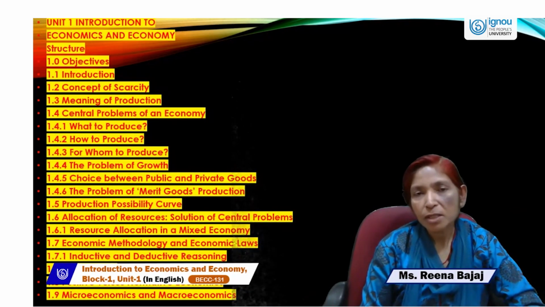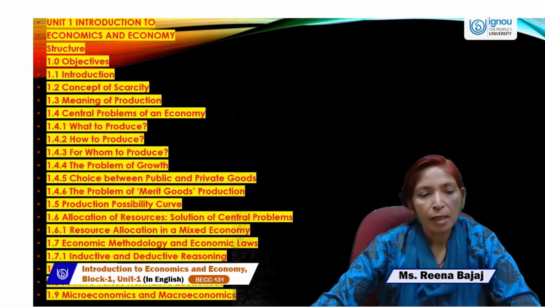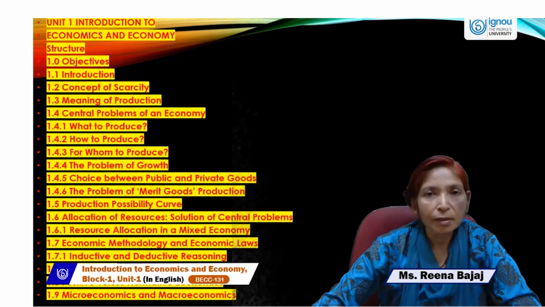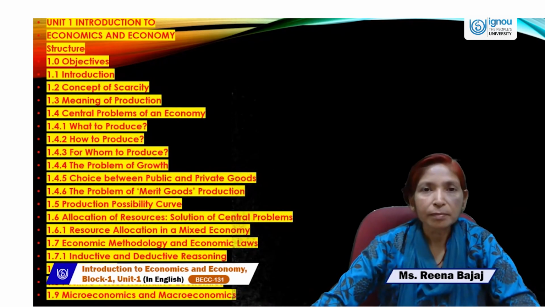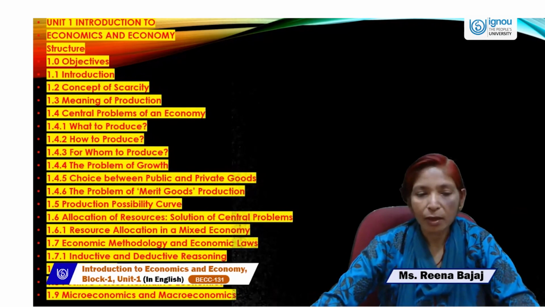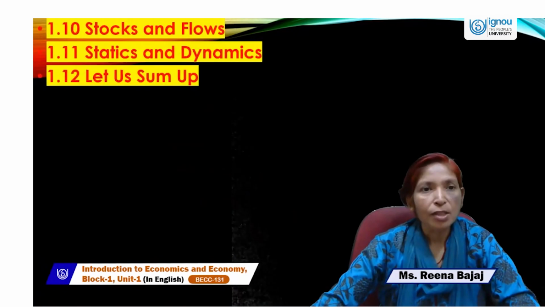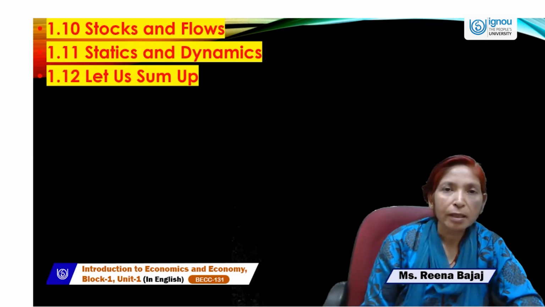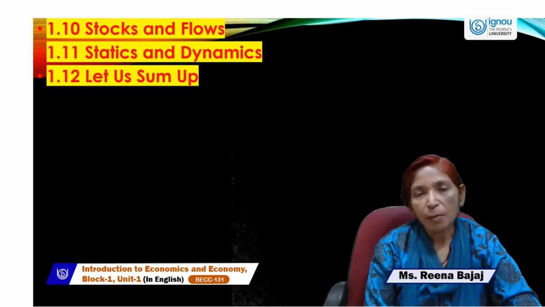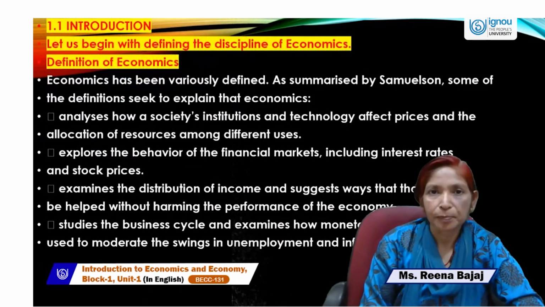Resource allocation in a mixed economy, and economic methodology and economic laws. The next topic is inductive and deductive reasoning. What is the difference between inductive and deductive reasoning? Next is equilibrium. Next is positive and normative. These are also branches of economics. Micro and macro are the main basic branches of economics. Stock and flow, what is the difference between stock and flow? Static economy and dynamic economy. And after that, we conclude from the above discussion. So let us start from the first topic, introduction.